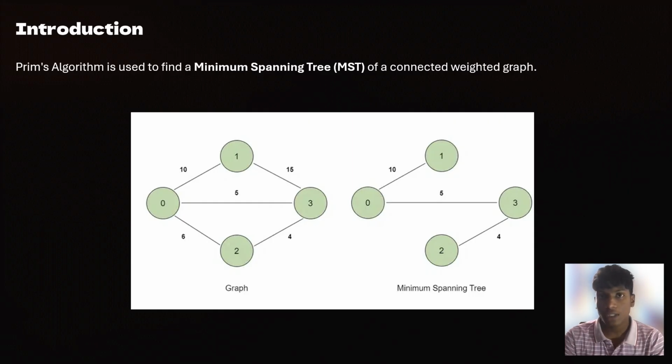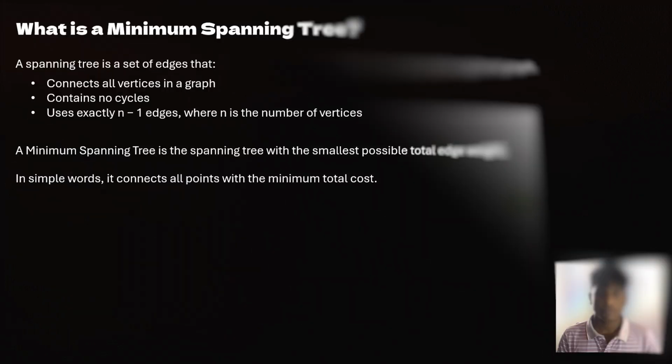Imagine you are planning to connect several cities with roads or several computers with network cables. Your goal is to connect every location while spending the least amount of money possible. This is exactly the type of problem solved by a minimum spanning tree, commonly called an MST. And one of the most popular methods to find an MST is Prim's algorithm.